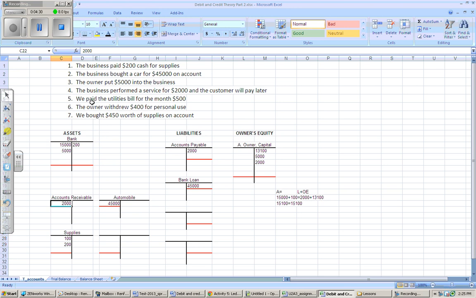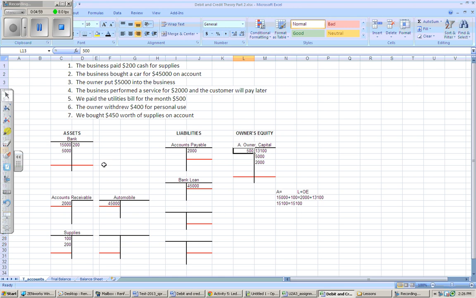The next transaction, we pay the utility bills for the month. What's one account that's affected? Well, owner's equity goes down because we're paying for an expense of doing business. What account gets affected? Capital. It's decreasing, so owner's equity is on the right side of the accounting equation, so it decreases on the side opposite, the left or debit side. So we record 500 on the left side of capital.